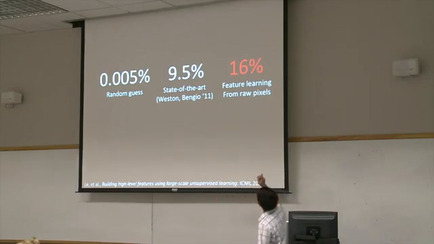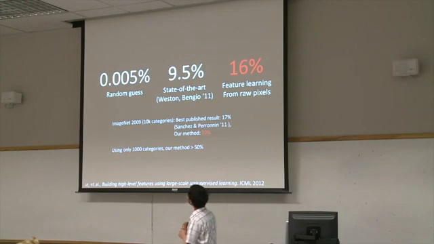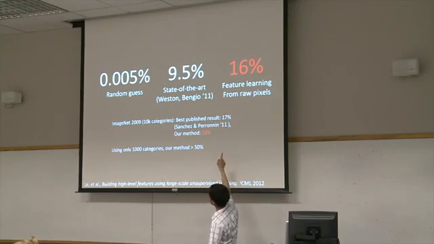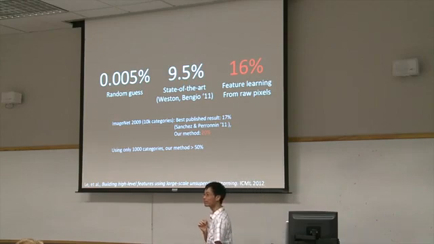If that doesn't sound impressive, okay. ImageNet has several versions. In 2009, we were also way better than the state of the art. Now that doesn't seem impressive because 16% seems small. It seems like error rather than accuracy.